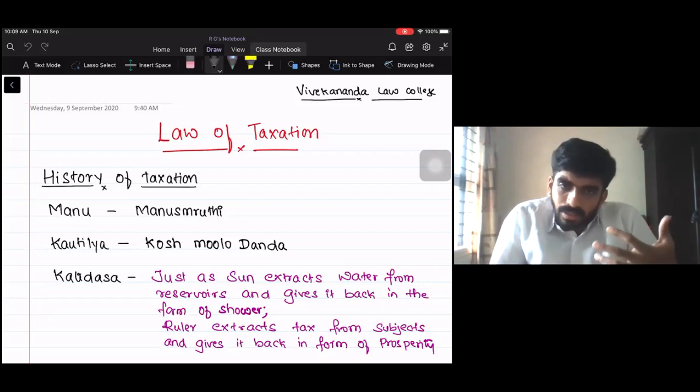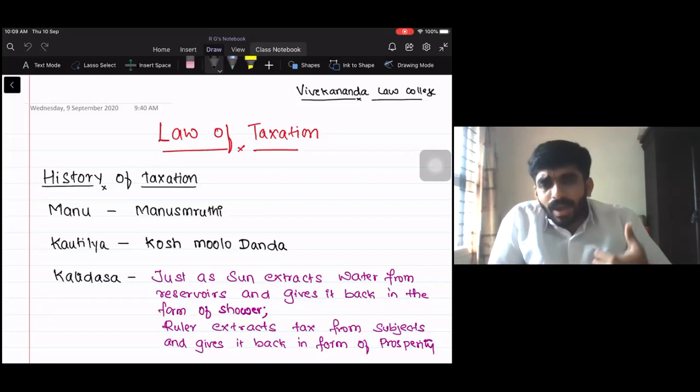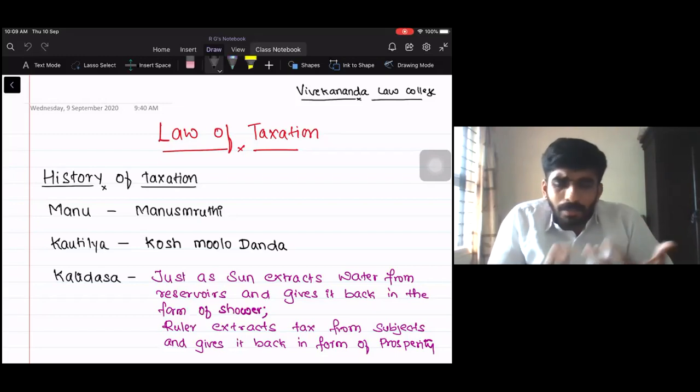Once you go into the Indian taxation system, you'll understand why taxes are collected. First of all, a basic question: if I ask you why taxes are collected, what do you feel about taxation? What is your idea about taxation? This is all about history, philosophical history. But in reality, what do you think? Why are taxes collected?